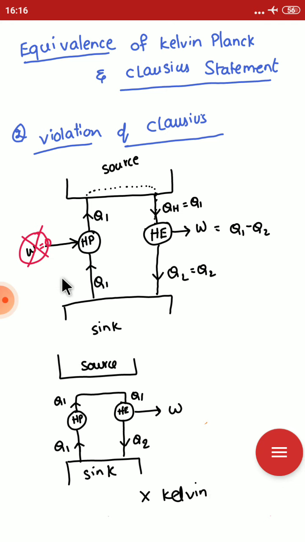Because of this violation, it leads to the violation of the Clausius statement. In the same way, the violation of the Kelvin statement leads to the violation of the Clausius statement and vice versa. From this we can say that the Kelvin-Planck and Clausius statements of the second law are equivalent to each other.